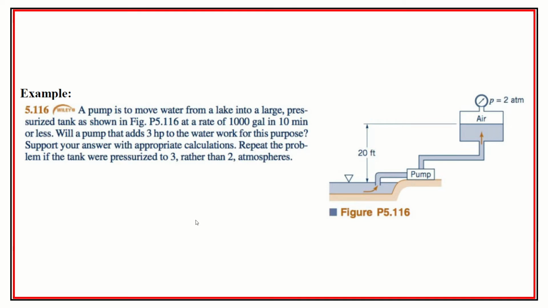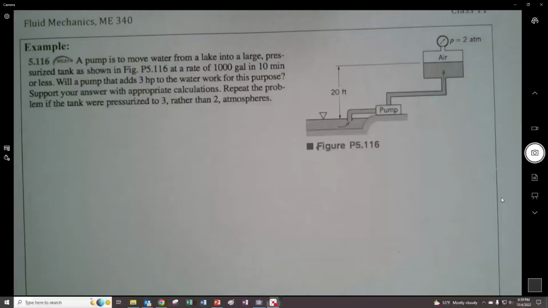where we're going to incorporate some additional stuff, right? So let's see. We have a pump right here that is going to be used to move water from a lake into this large pressurized storage tank. It's going to be 1,000 gallons in 10 minutes. Will a pump that adds 3 horsepower of water work for this purpose? So we're doing a sort of pump sizing type of exercise here, and we're going to support your answer with appropriate calculations. And then we want to repeat the problem if the tank is now, instead of 2 atmospheres, pressurized to 3, and see if it'll work. I might also incorporate some losses as part of this, just as a demonstration.